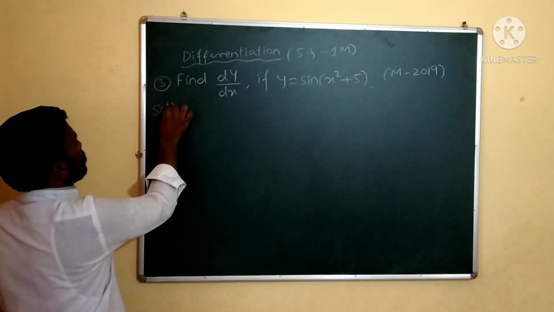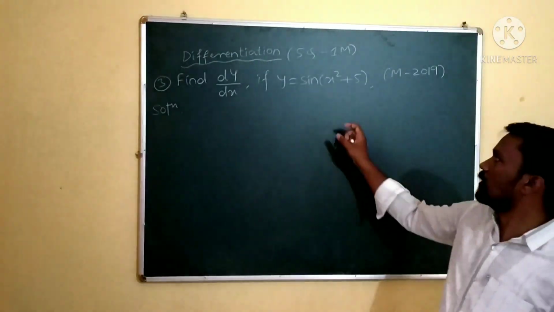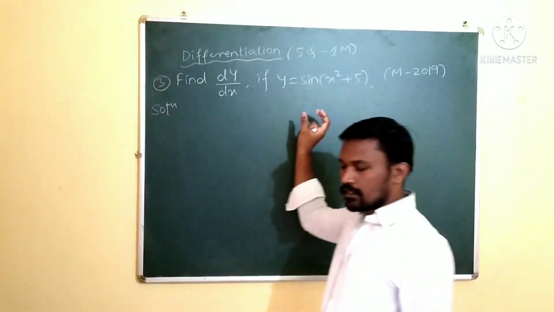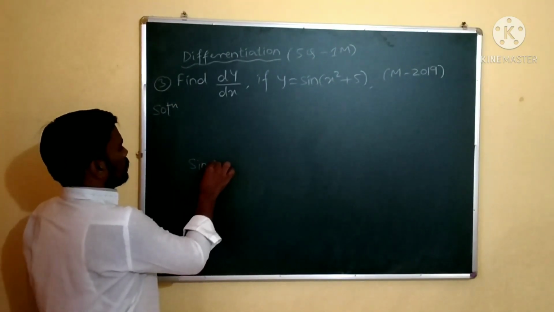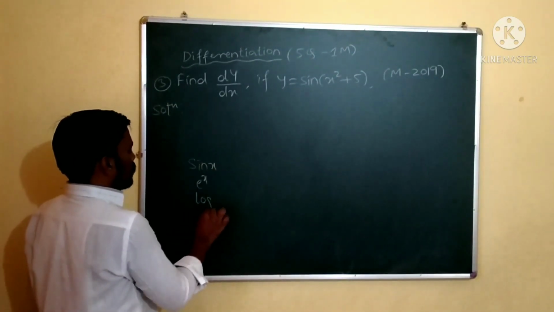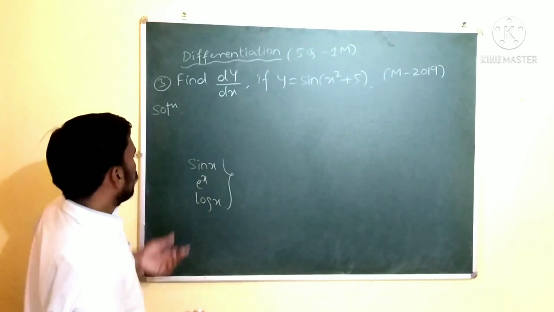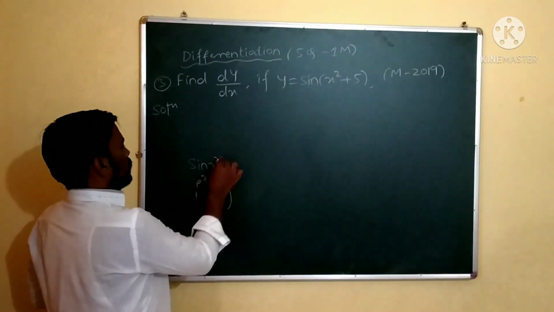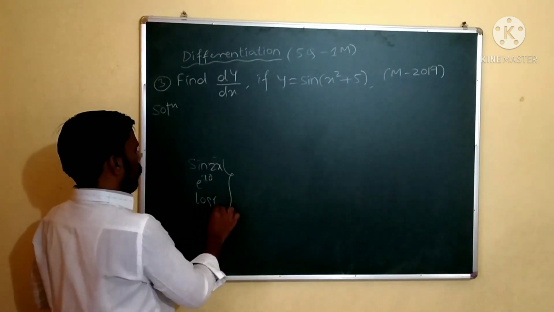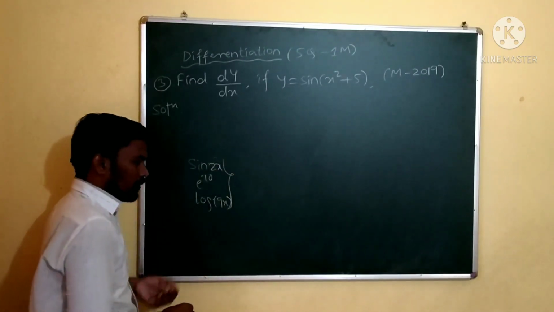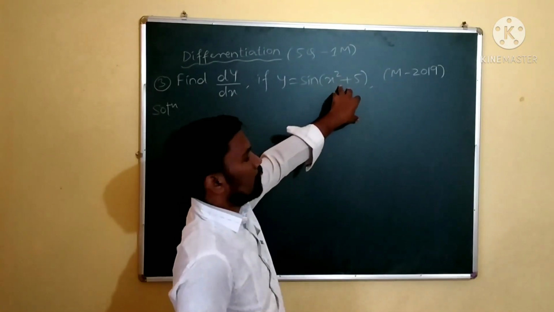Solution. Look at the given function: y is equal to sine of x to the power of 2 plus 5. Again, this is a composite function. Sin x, tan x, log x, e to the power of x are standard functions, and you can get the derivative of these functions directly. But in place of x, suppose we have x square, or 2x, e to the power of 10x, log of 9x, these are composite functions. In place of x, if you have something like x square plus 5, that is x to the power of 2 plus 5.